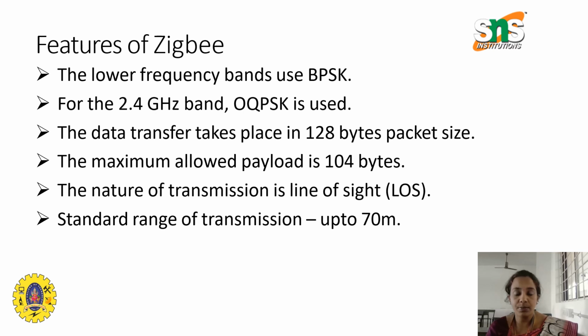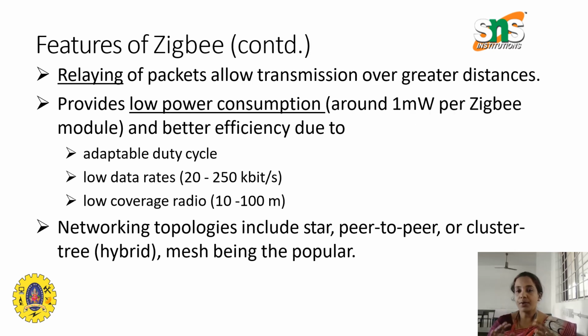The data transfer takes place in a 128 byte packet size. We know that data will be transmitted in the form of packets, and the maximum allowed payload is 104 bytes. The nature of transmission is line of sight. The standard range of transmission is up to 70 meters. So for a distance of 70 meters, the data can be transmitted.